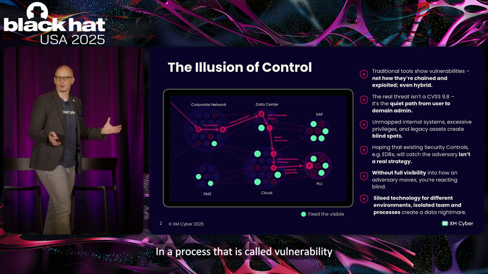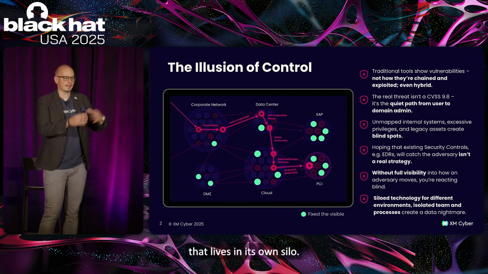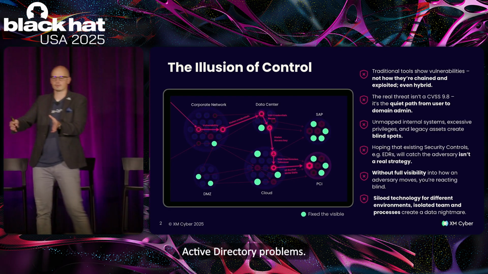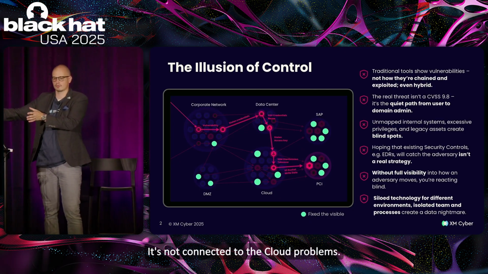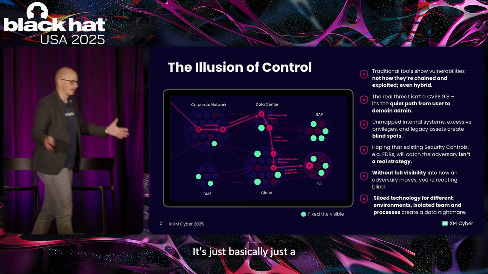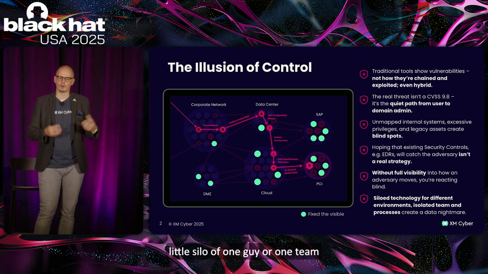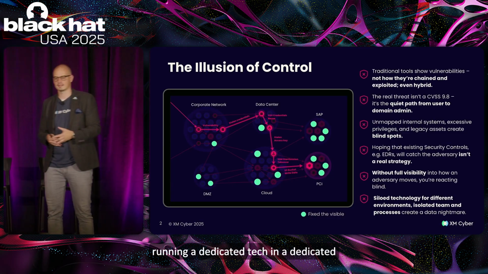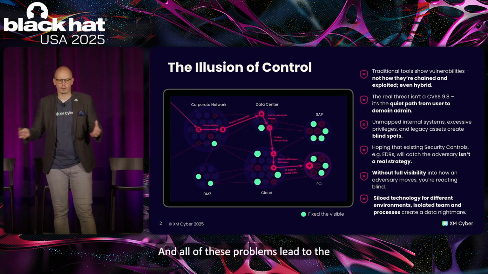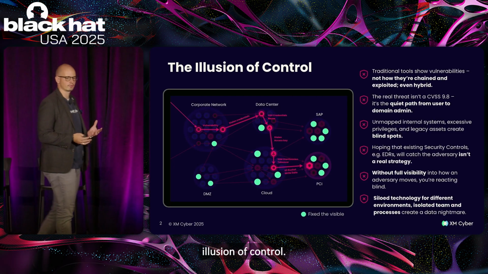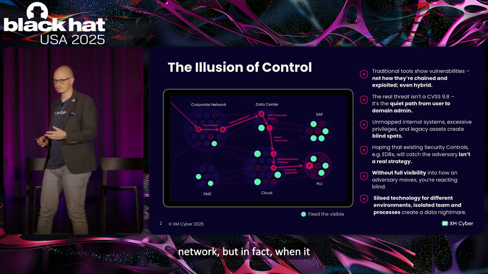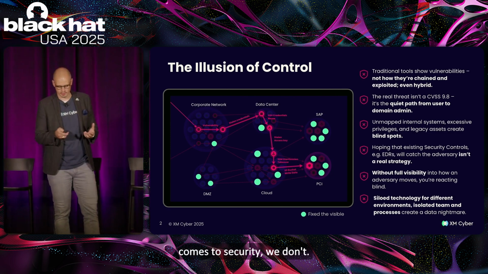In a process that is called vulnerability management process, that lives in its own silo. That is not connected to, let's say, the Active Directory problems. It's not connected to the cloud problems. It's just basically a little silo of one guy or of one team running a dedicated tech in a dedicated process. It's disconnected. And all of these problems lead to the illusion of control. We think that we have the control of our network, but in fact, when it comes to security, we don't.